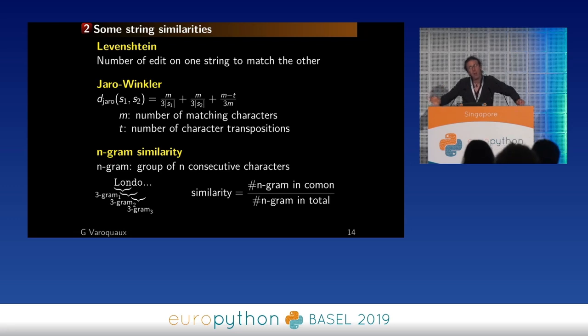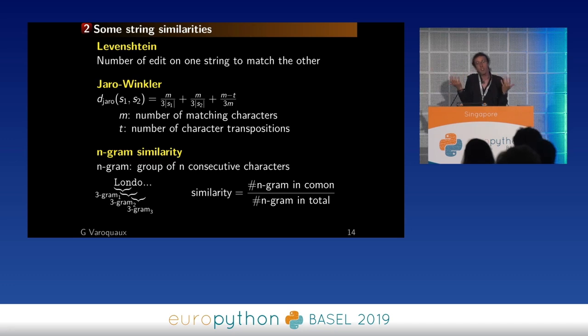And there's what I call the n-gram or Jaccard similarity. If we define an n-gram as a group of n consecutive characters, so for instance, if I have London, the first n-gram will be LON, the second n-gram will be OND, the third n-gram NDO. So we're basically taking all those n-grams. Here, these are 3-grams. We're taking all the 3-grams.